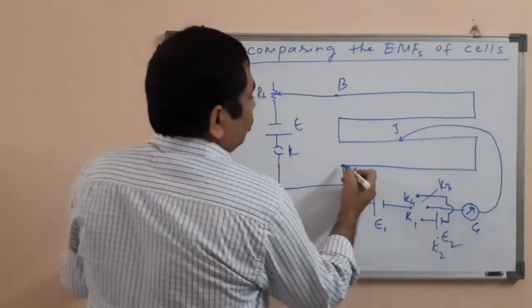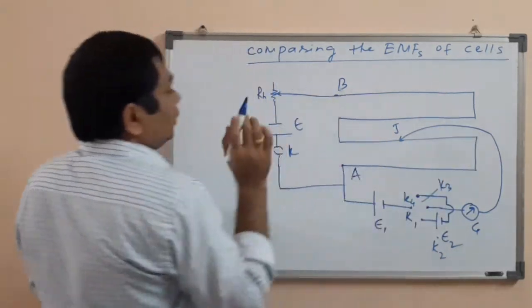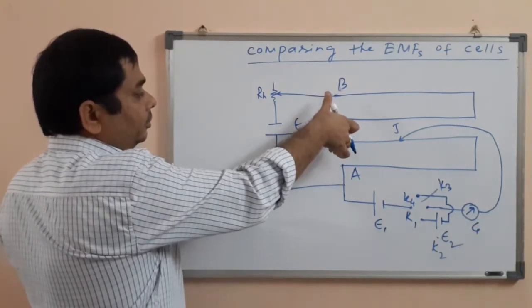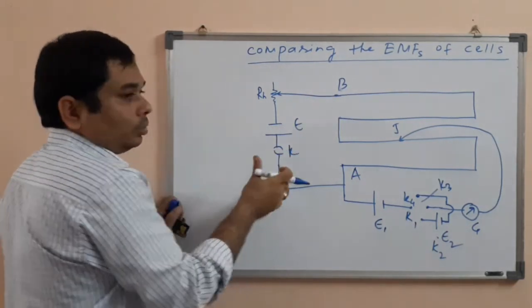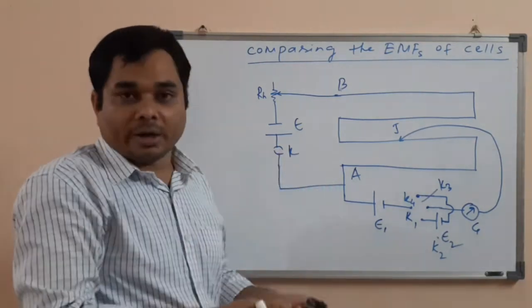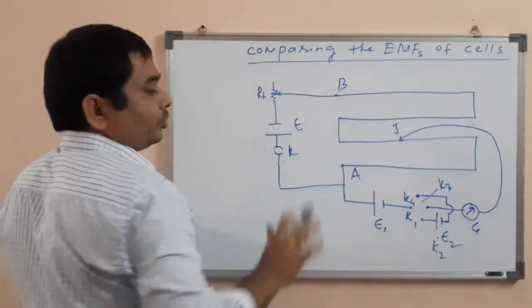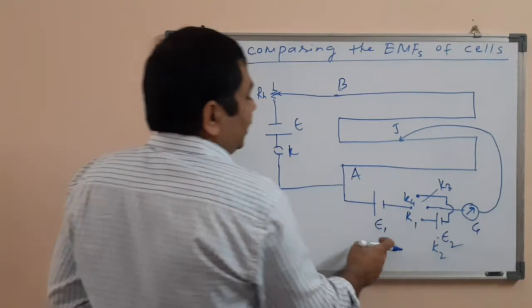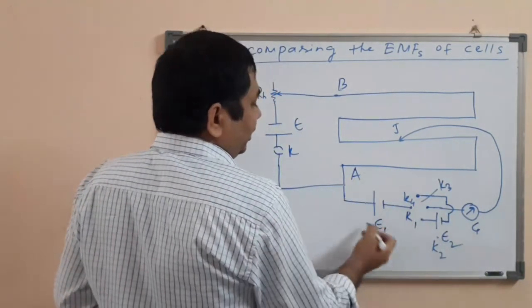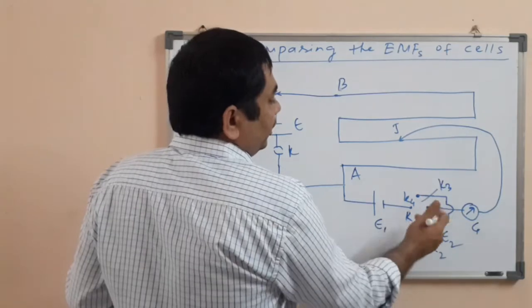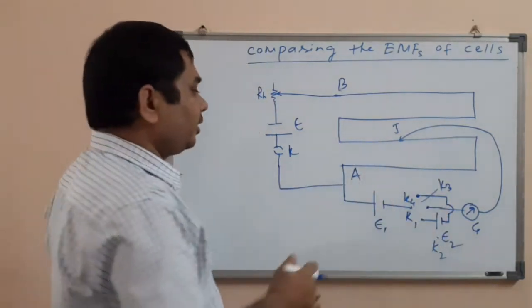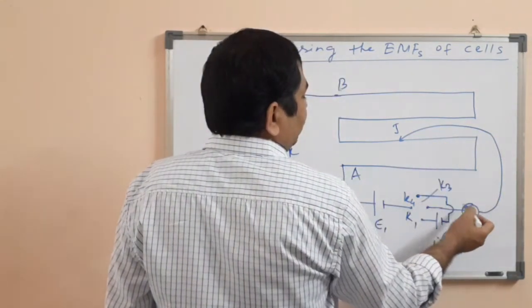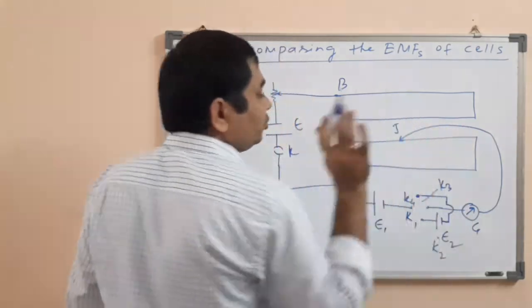See, this is a potentiometer wire AB. We have connected a cell across these two terminals A and B through a key to complete or cut off the circuit, through a rheostat. The positive terminal is connected to A, and then the two batteries E1 and E2 are connected through this four-way key, and then a galvanometer is connected between this four-way key and the jockey.